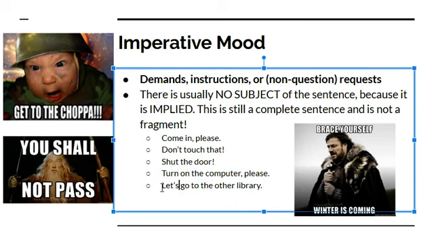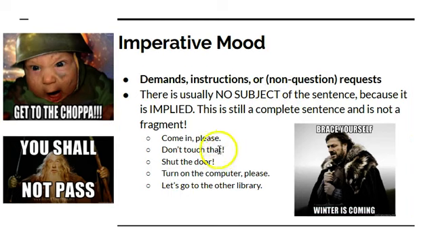Now this one, by the way, is a command, and this one has a hidden subject. The contraction let's is short for let us. So technically there is a subject in here, it's just hiding. Okay? Now notice that these are not all exclamation mark sentences. There's a misunderstanding out there that imperative sentences always have exclamation marks, and that's not true. They're going to have exclamation marks or periods.